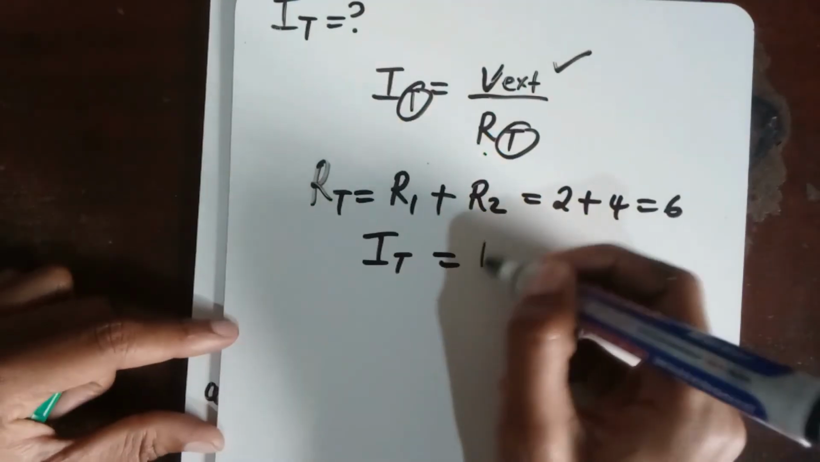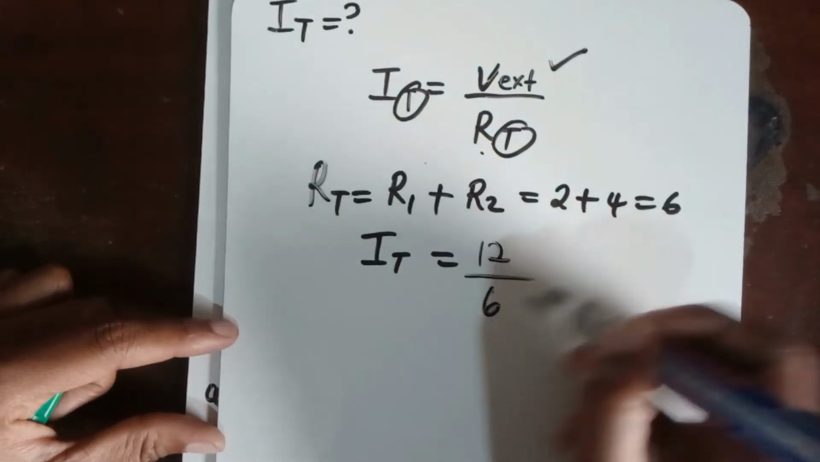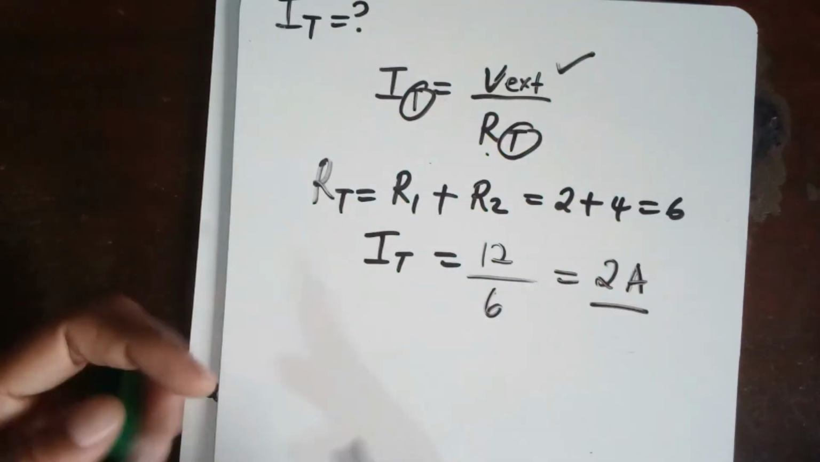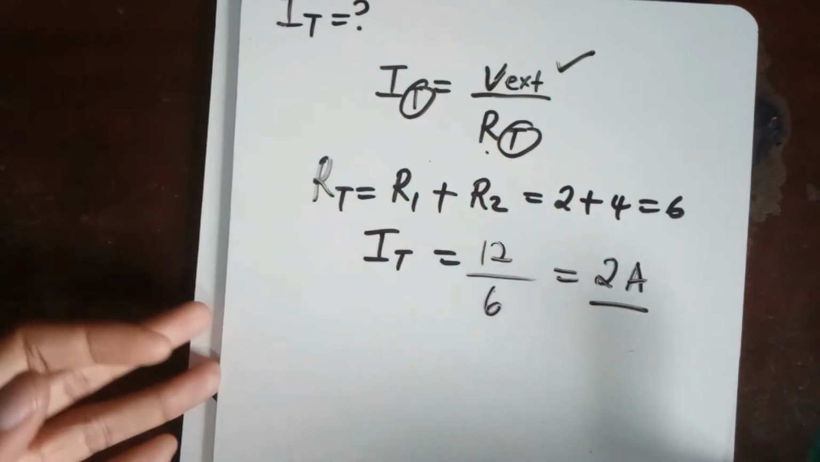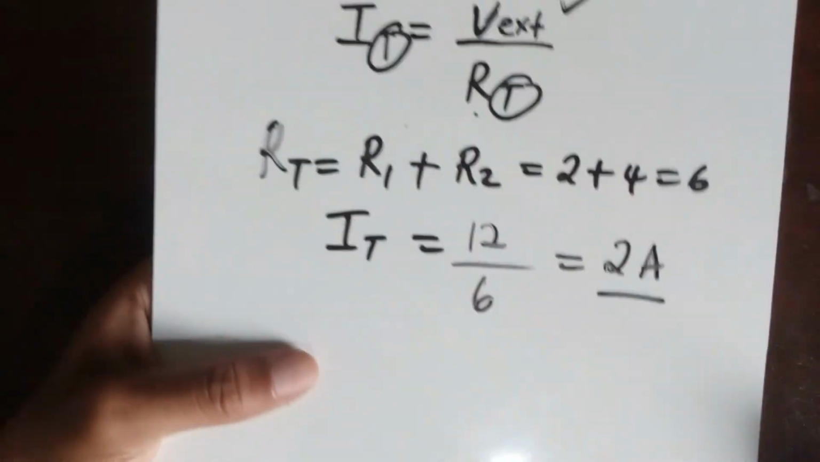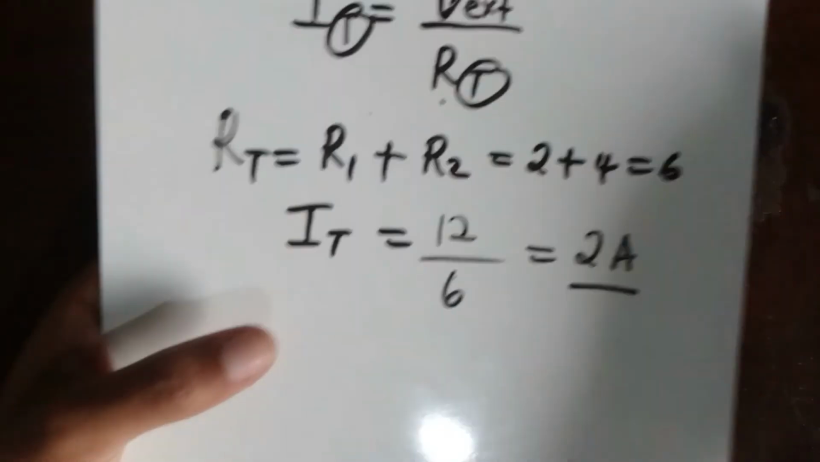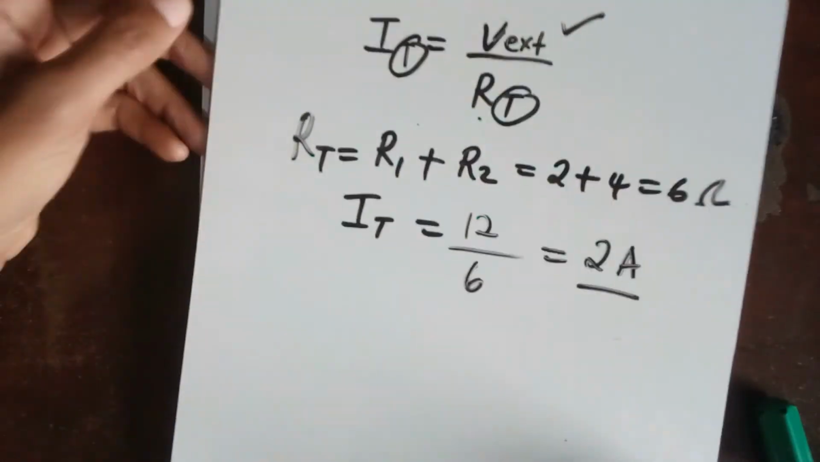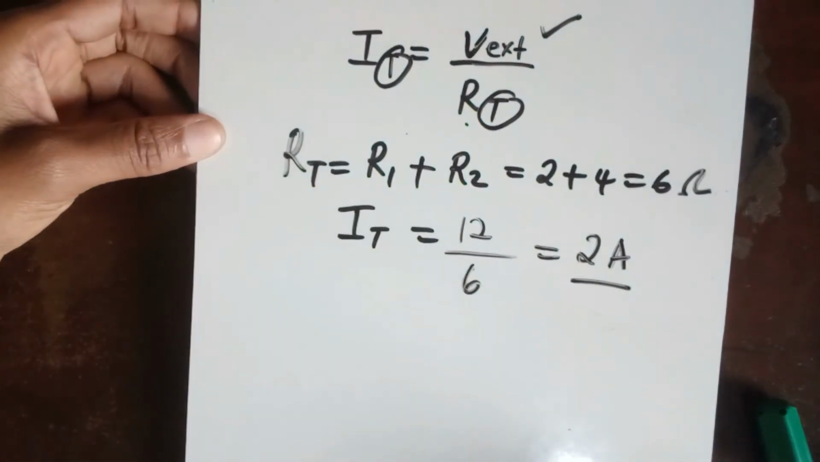So we have 12 volts divided by 6, which is going to give us 2 amperes. Remember, current is measured in amperes. So now we've actually found what the total current is. And for this, don't forget to include your ohms. So it's 6 ohms, our total resistance.